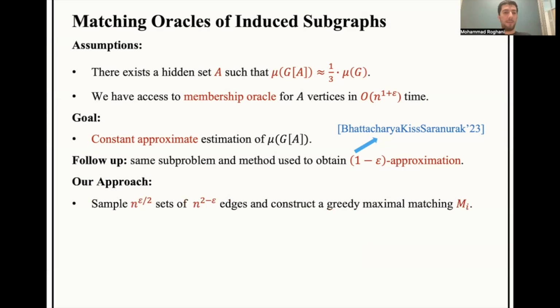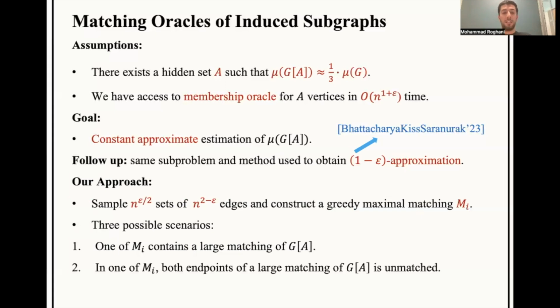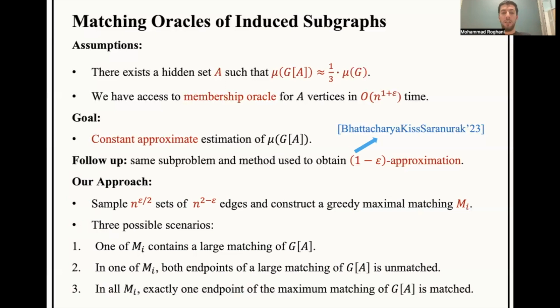So our approach is to sample n to epsilon many sets of n to 2 minus epsilon edges and construct a greedy maximal matching M_i on each of those sets. There are 3 possible scenarios after sampling and constructing greedy maximal matchings on those edges. The first case is that one of those M_i contains a large matching of the induced subgraph of A. The second case is that in one of the M_i, both endpoints of a large matching of the induced subgraph of A are unmatched. And the last case is that in all M_i, exactly one endpoint of the maximum matching of the induced subgraph of A is matched. So we start to investigate all these 3 cases one by one.